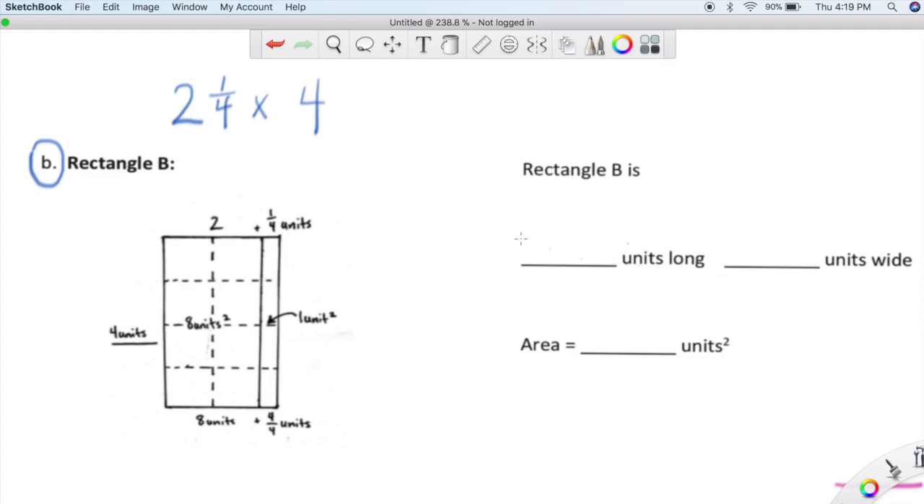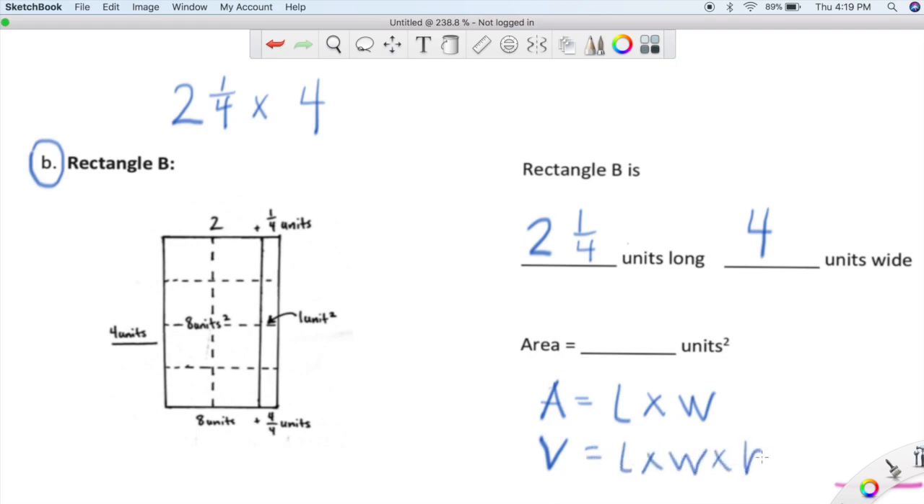So this particular rectangle is 2 1/4 units long, and it is also 4 units wide. So in order to find the area, you guys know that area is equal to length times width. This is actually less complicated than volume. Volume is equal to length times width times height.